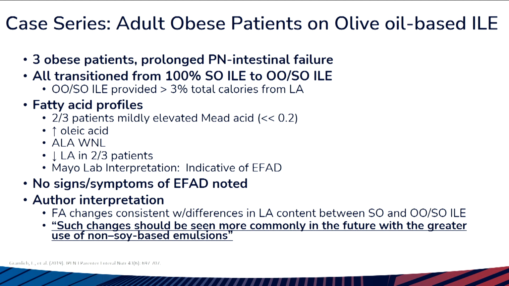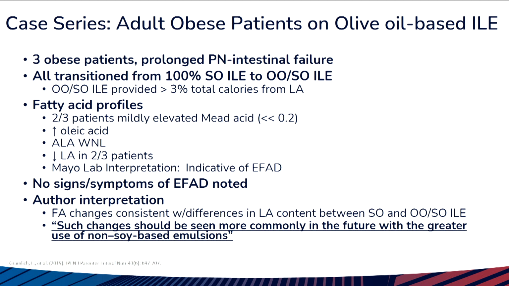So this was a case series that looked at adult obese patients that were on an olive oil-based ILE, and they had prolonged PN intestinal failure, and they transitioned. All these patients transitioned from 100% soybean oil to an olive oil-based ILE, and that ILE provided greater than 3% of the total calories from the LA component. So 2/3 of the patients had mildly elevated mead acid, which makes sense, it's olive oil based. Obviously increased oleic acid, which is omega-9, the parent. But their ALA was within normal limits. The LA was decreased in 2/3 of the patients.